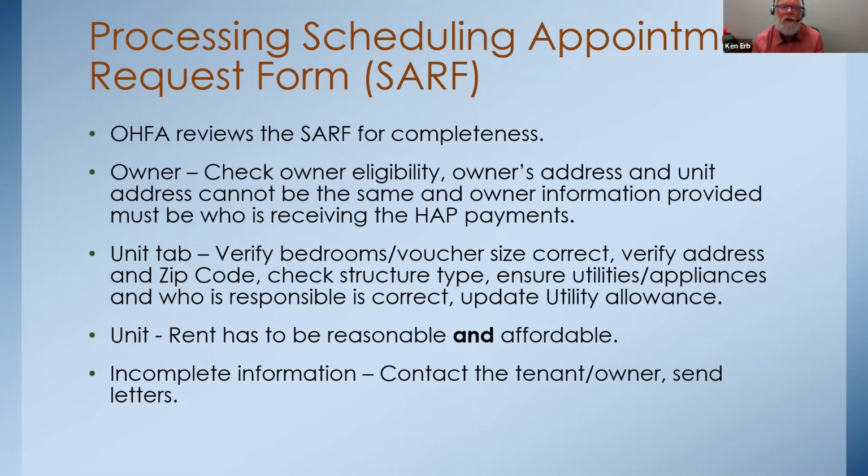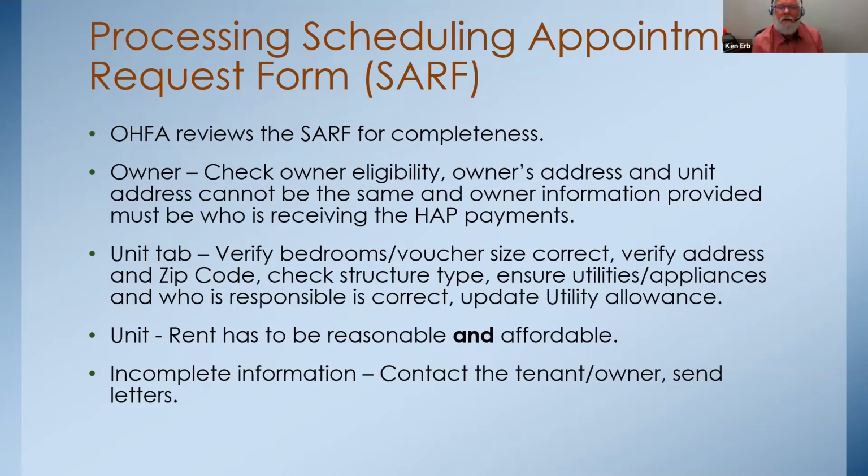And the owner information that's provided on the scheduling appointment request form must be who's going to be receiving the housing assistance payments. We verify the bedrooms, the voucher size is correct. We do check the address with USPS to make sure that it's recognized by the US Postal Service. We check the structure type, whether it's single family, multifamily. We look at the utilities and appliances and who is responsible, and we update any utility allowance. So we gather all that information that's on that form strictly to make sure that we know which unit is identified and that the rent is reasonable.